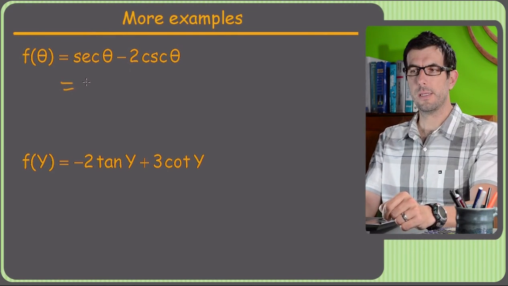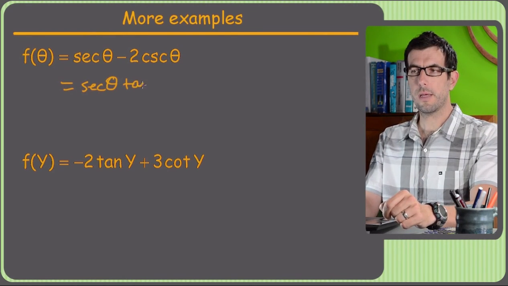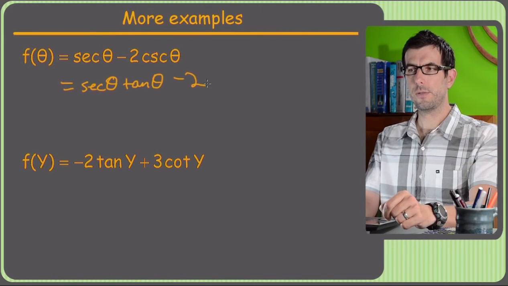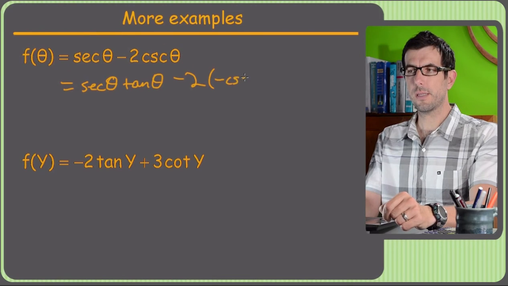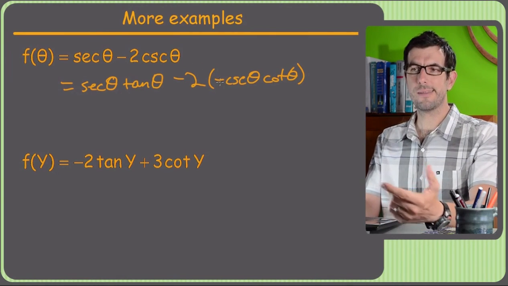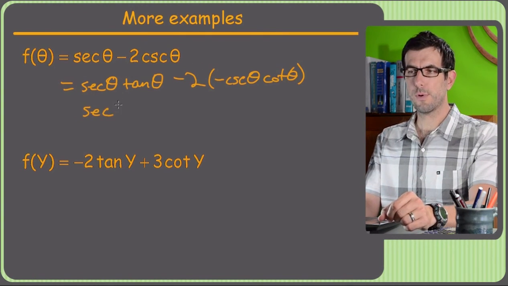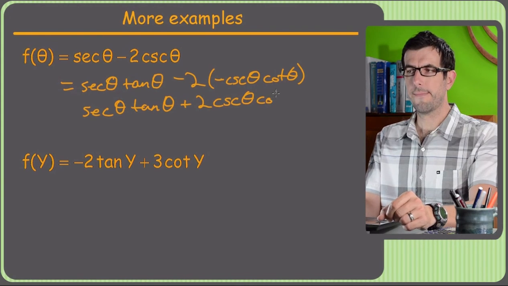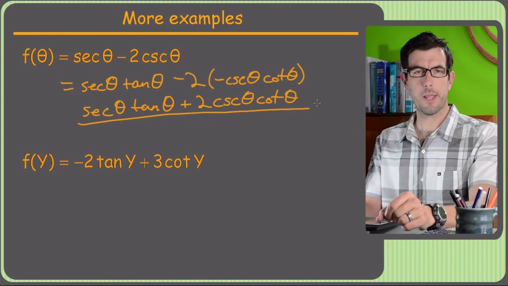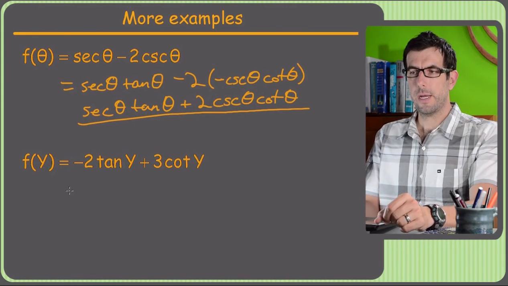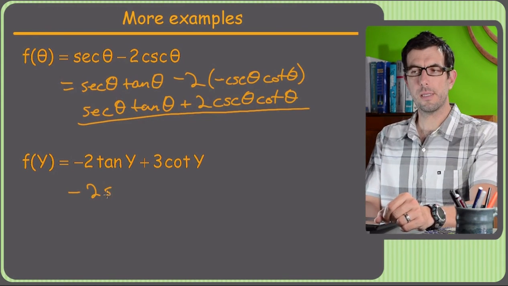Derivative of secant is secant theta tan theta, minus 2 times cosecant, which is, derivative of cosecant is negative cosecant cotangent. But now I've got 2 minus signs, so I have to rewrite everything, but hey, it's worth it to get full credit. So that negative times negative is positive 2 cosecant theta cotangent theta. Pretty fun stuff. All right, negative 2, derivative of tangent is secant squared y.